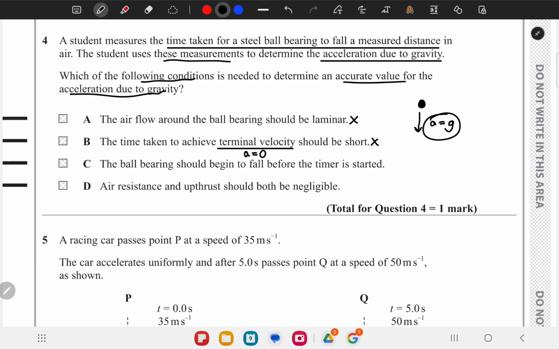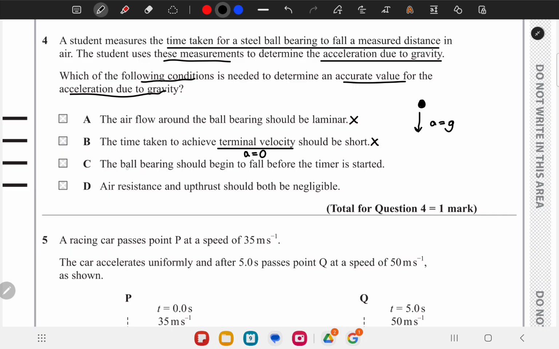Since we want the acceleration to be close to g for the whole journey, we don't want it to decrease to 0 very fast. So if I wanted to conduct the experiment at my home, I'd drop my books, copies or pens. I would not drop a loose piece of paper and expect to get a good value.